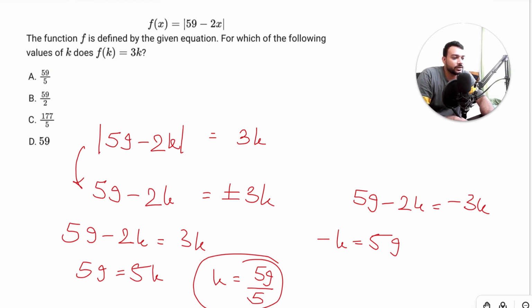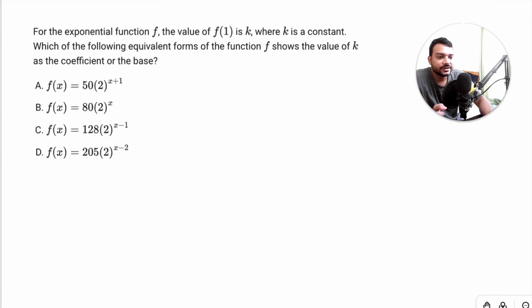Let's go to the next one. For the exponential function f, the value of f of 1 is k, where k is a constant. Which of the following equivalent forms of the function f shows the value of k as the coefficient or the base? Okay, so exponential function f, the value of f of 1 is k.